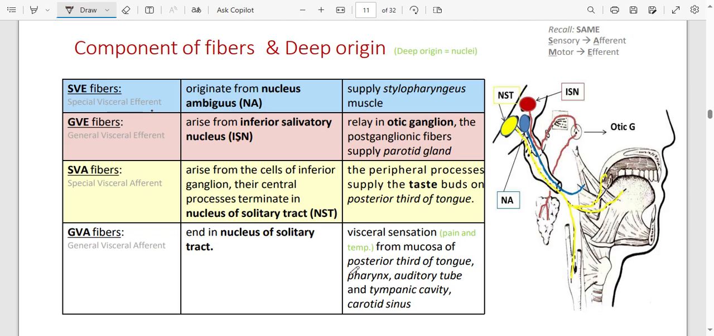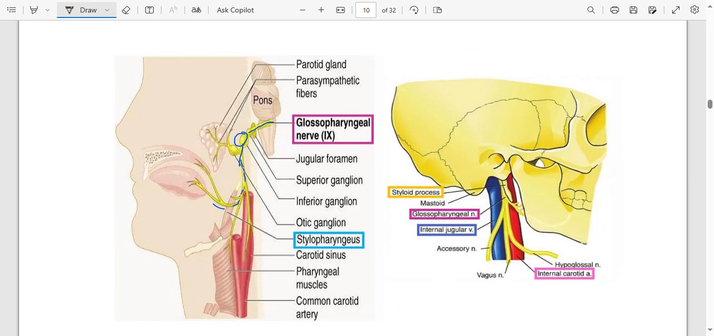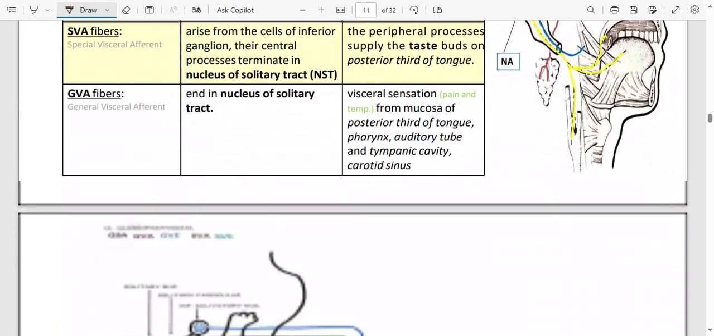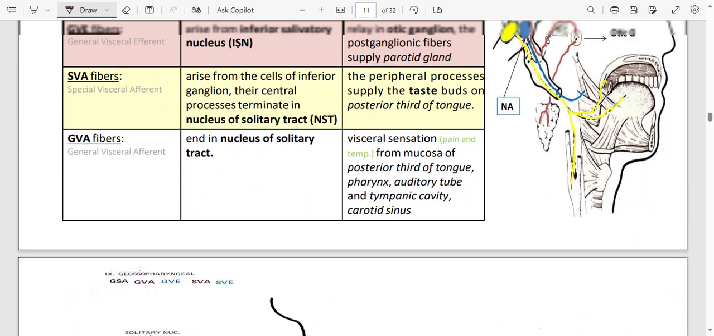And then you have got those fibers that end in the nucleus of solitary tract. These ones are going to be for visceral sensation. So the first fibers are arising from the inferior ganglion. The inferior ganglion. So here we have got this ganglion here. This is where their fibers are coming from. And then the fibers will terminate in the nucleus tractus solitarius, and those are the ones for taste.